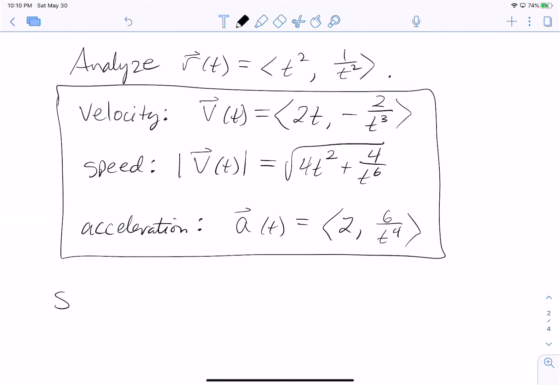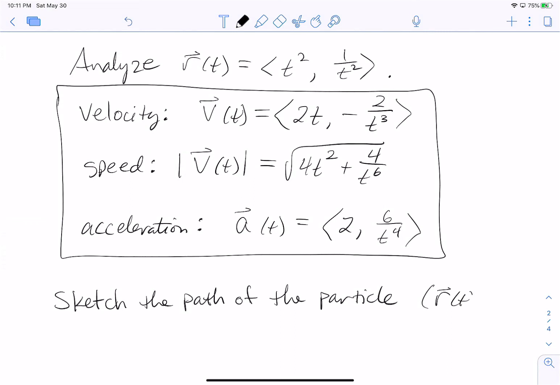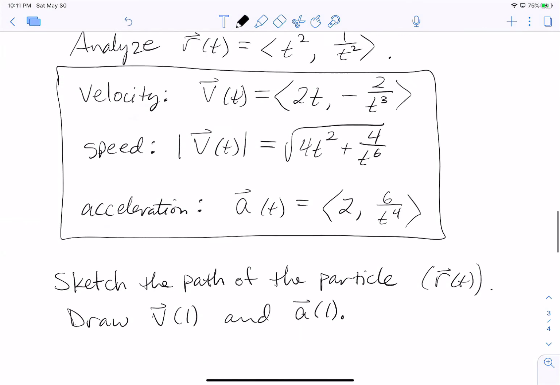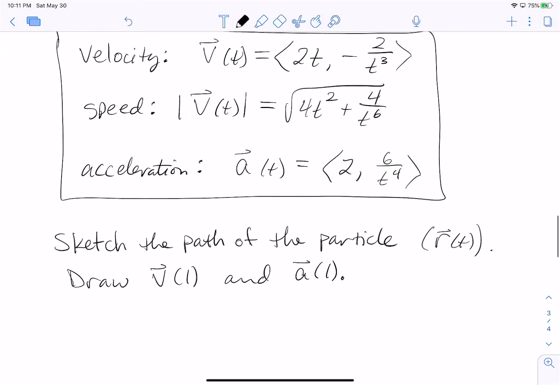Next up, we're asked to sketch the path of the particle. That means draw the curve r of t. And we were also asked to draw v of 1, the velocity vector at t equals 1, and a of 1. I'd like for you to pause the video and do that now.